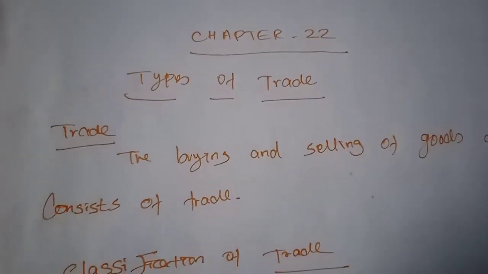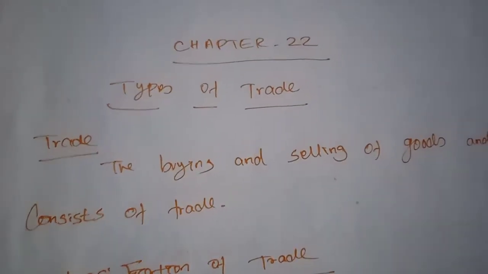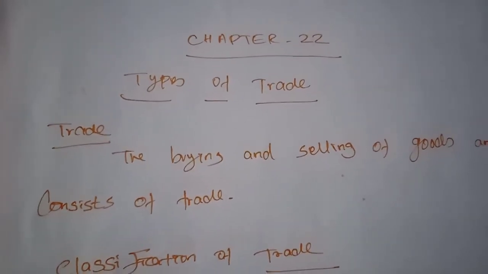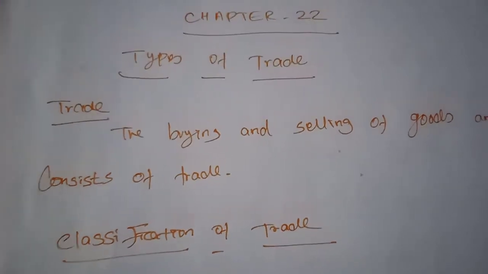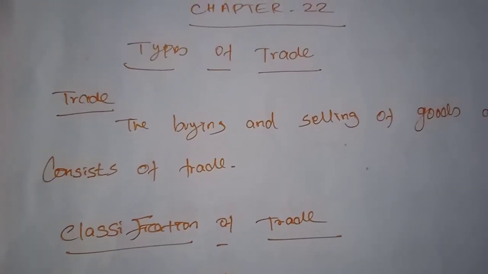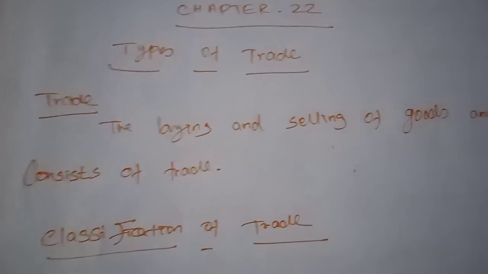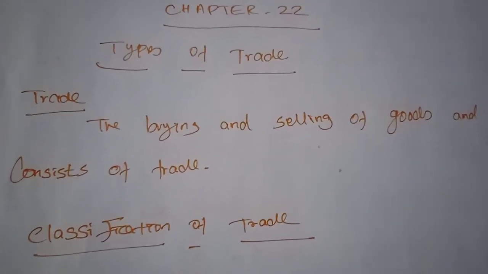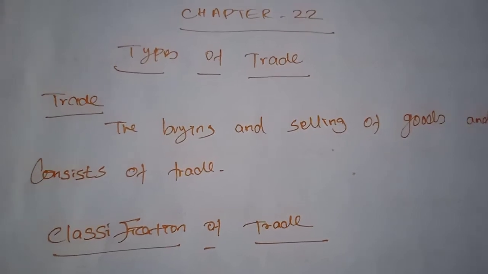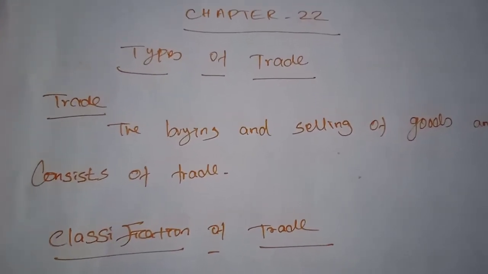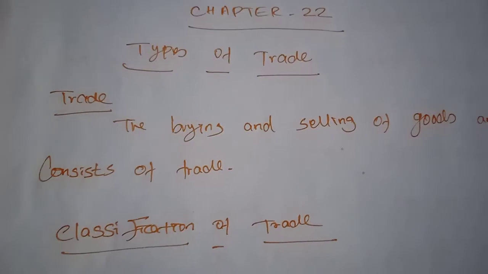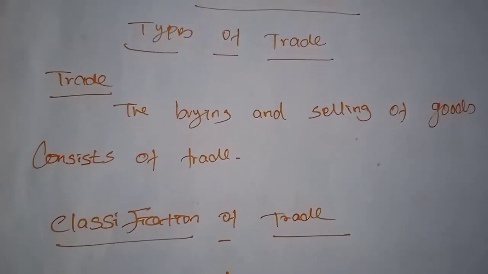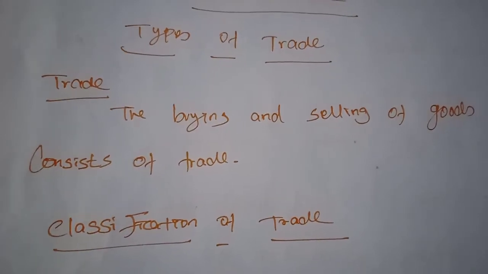Next chapter, chapter 22, the types of trade. We have already studied trade, and we know the meaning of trade. The buying and selling of goods and services is considered trade. If any goods or services are purchased or sold, it is called trade.